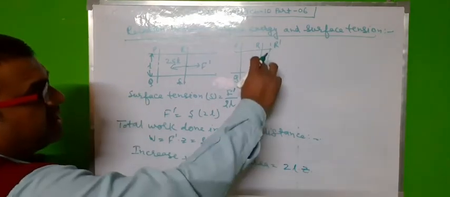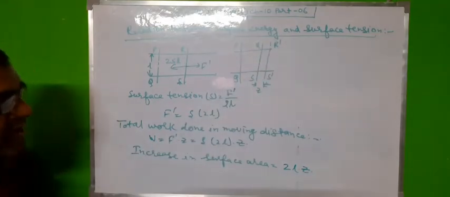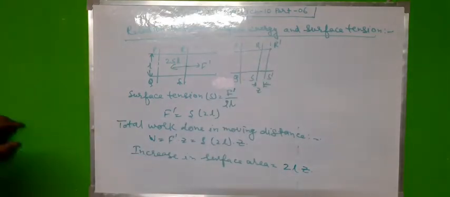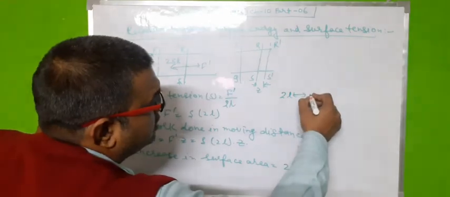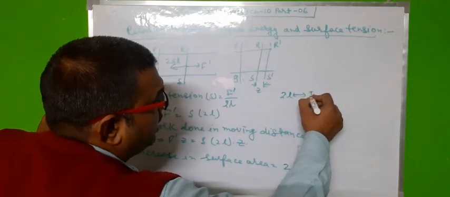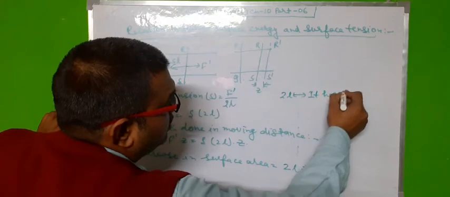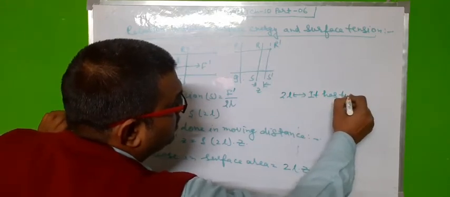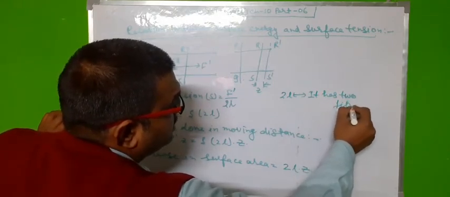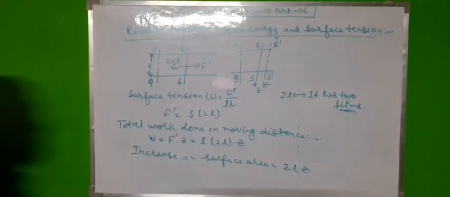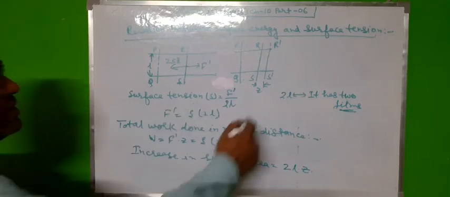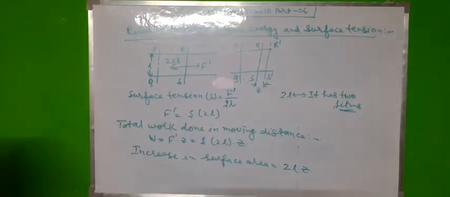Increase in surface area is length into breadth, that is, area 2L into Z. So why is it taken as 2L? Because it has two films. Suppose we are taking a soap bubble, the soap bubble has two films, so it is considered as 2L, and it is given as 2L into Z.